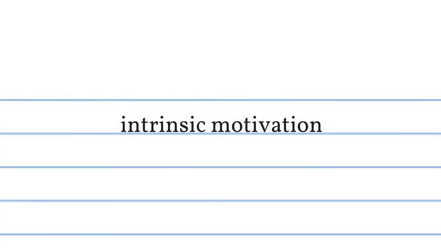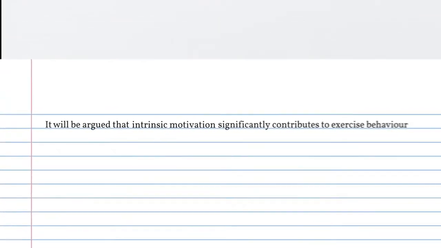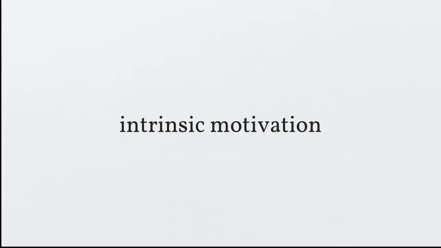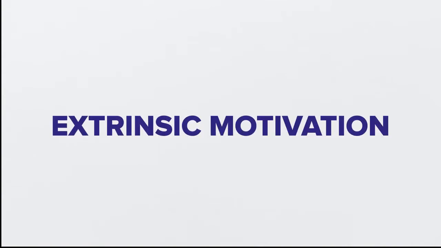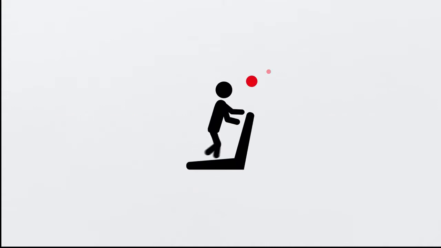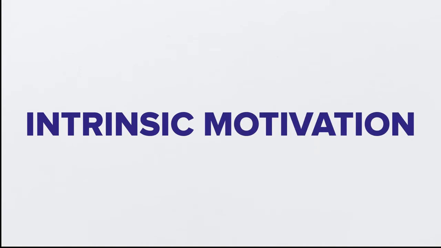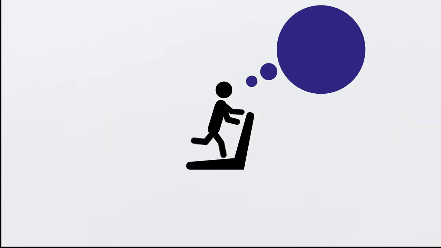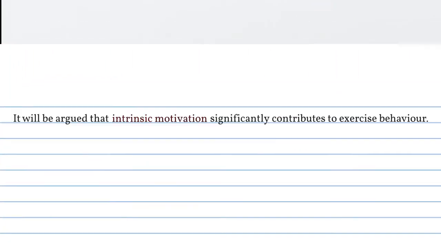For example, it will be argued that intrinsic motivation significantly contributes to exercise behaviour. It's important to make sure your variable is clearly stated in your argument. For example, if we were to just say motivation, this could mean extrinsic motivation, or an external reason for exercise, such as exercising so your personal trainer doesn't get angry with you. Or it could mean intrinsic motivation, or an internal reason, such as exercising because you enjoy the activity. Just make sure that the variable in the argument is clear and appropriate for the evidence that will be in the essay body.